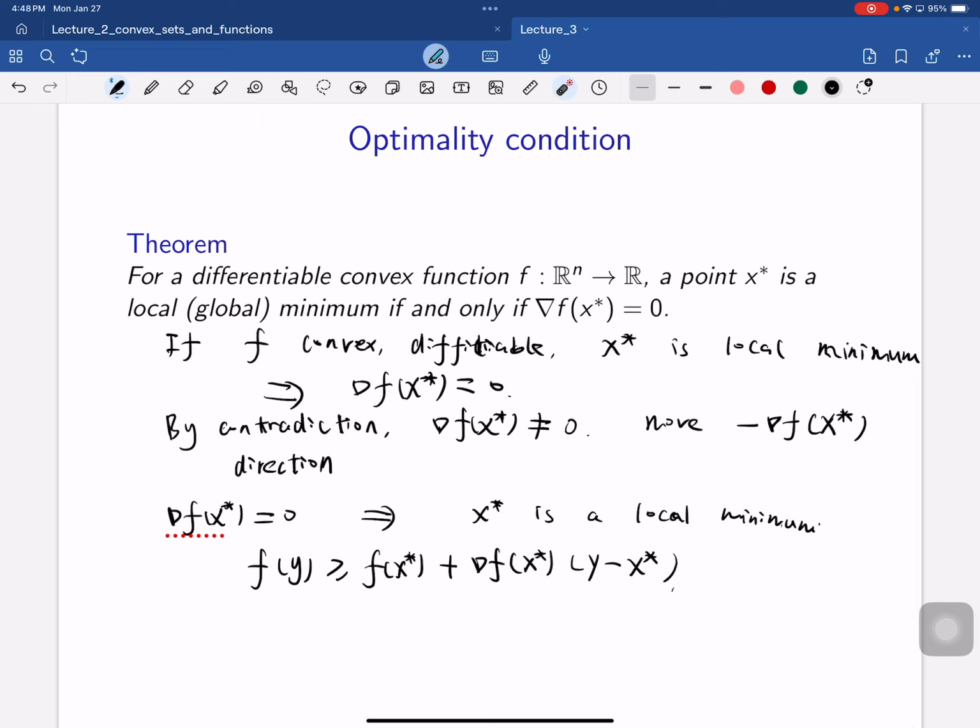So if the gradient is 0 here, it will essentially zero out the second term, right? So using the first order characterization, we know that for any arbitrary y, f(y) will always be greater than f(x star), right? So this is a very strong property that shows x star is a global minimum. Okay, so let's absorb this a little bit, then I have a question for you.